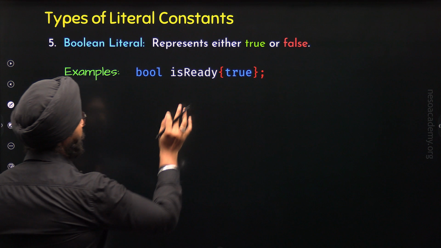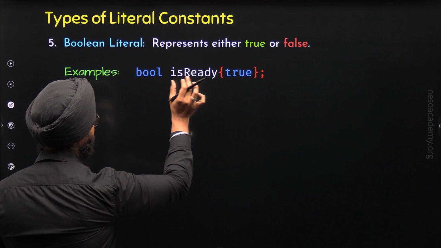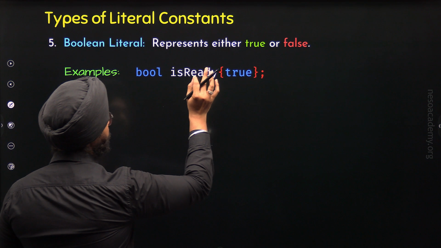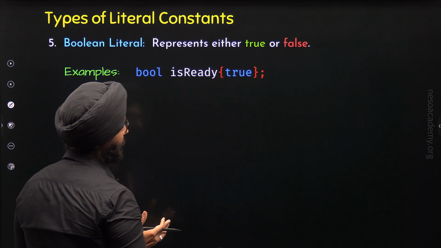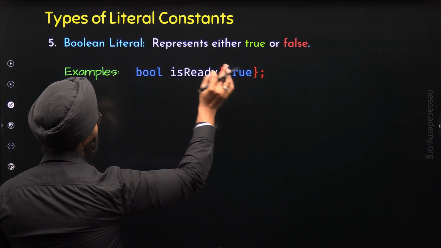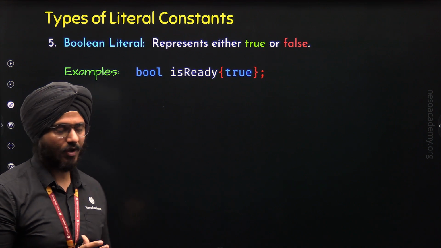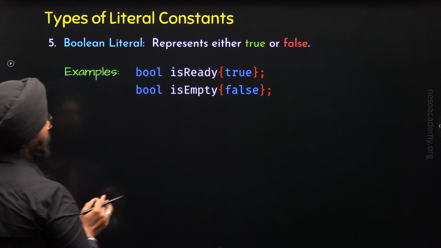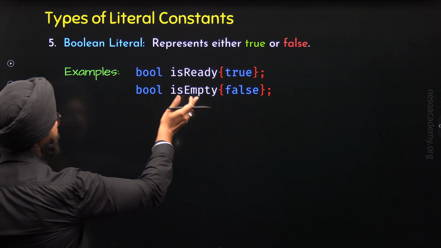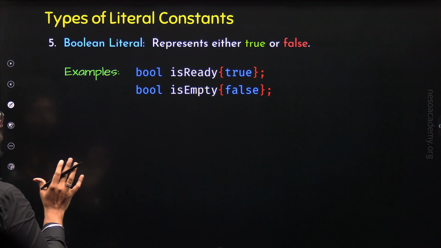Here I have defined this variable isReady of type bool. Bool is the type. This means this variable can hold a Boolean value, either true or false. This variable is currently holding the value true. This is correct because this is a Boolean literal, and a Boolean literal can be assigned to a Boolean variable. Now here is one more example. This variable name is isEmpty. Its type is also bool, and it is holding the value false, which is correct. So these are the examples of Boolean literals.